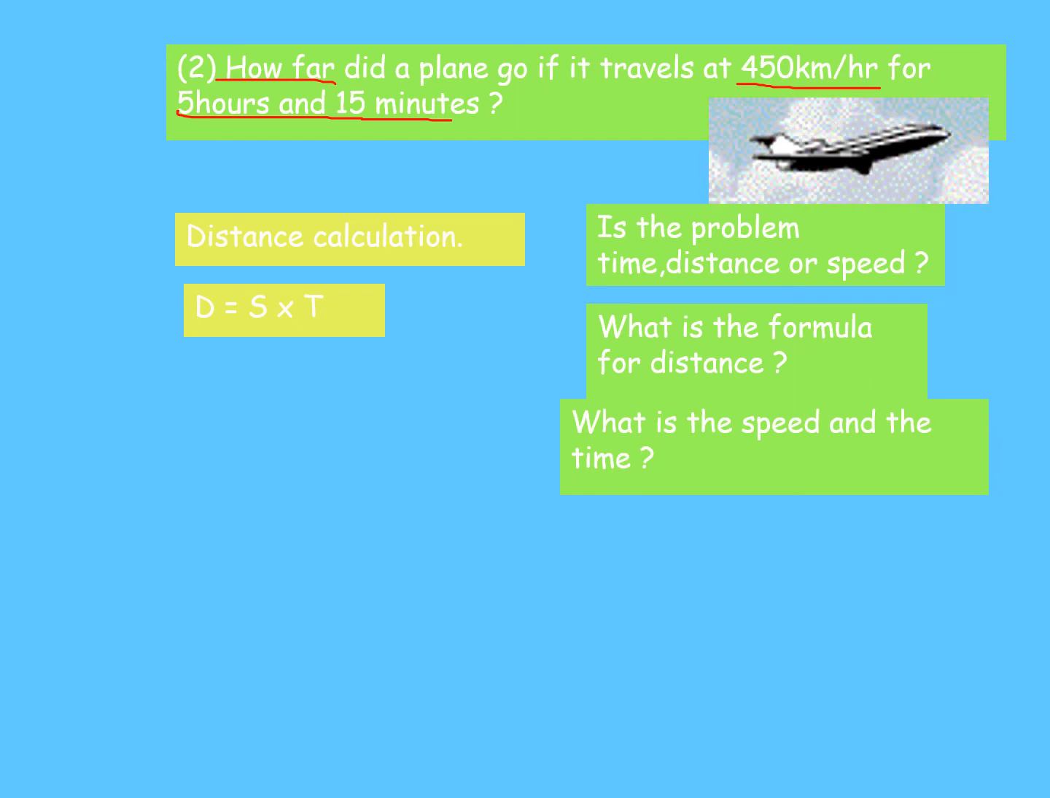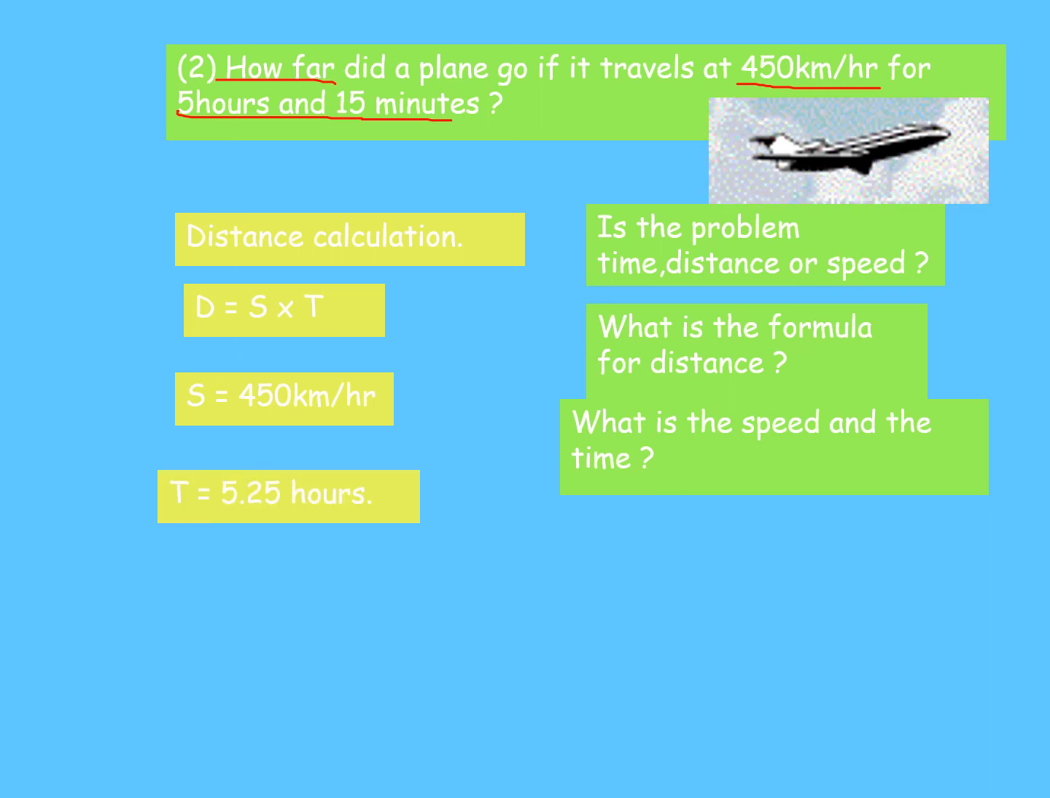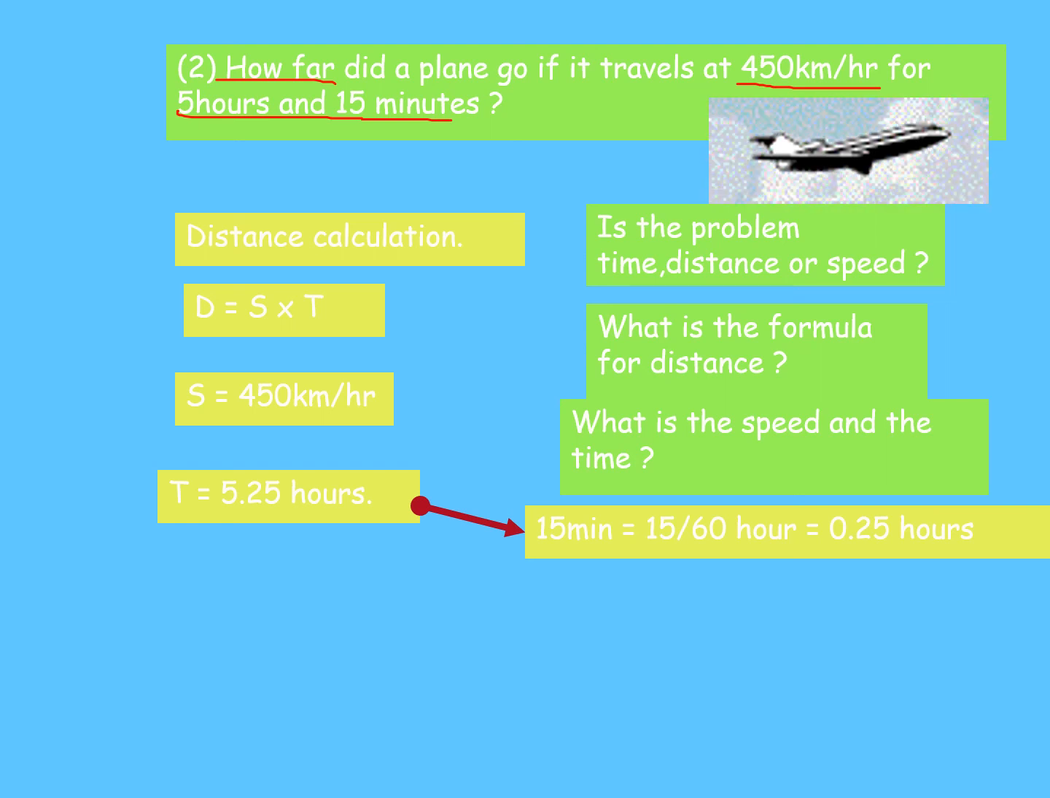And what is the speed and the time? So what is our speed? The speed is 450 kilometers per hour and the time is 5.25 hours. Why is that 5.25 hours? Again, we convert minutes into a decimal number. So 15 minutes divided by 60 is equivalent to 0.25 hours. Okay?